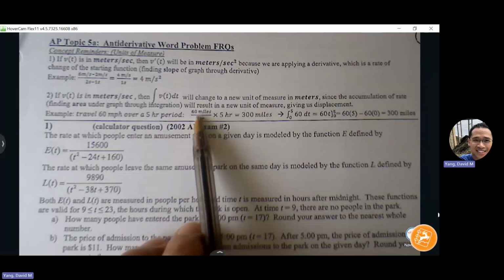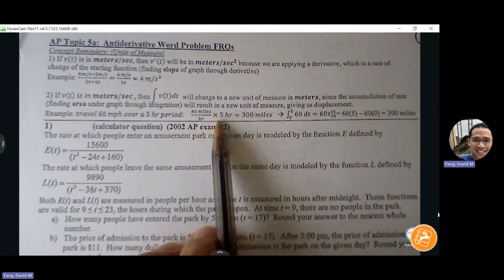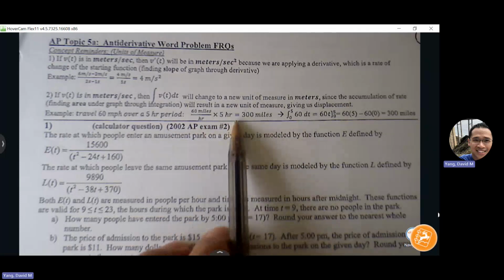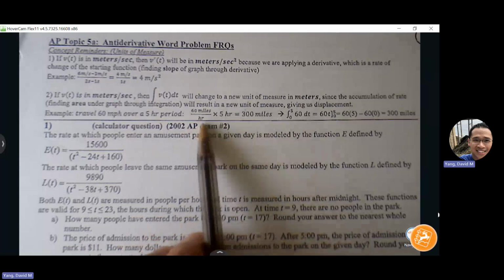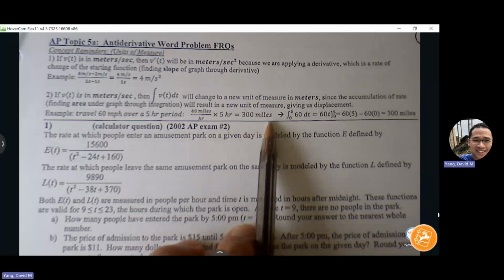If you travel 60 miles per hour over a 5-hour period, it doesn't turn into 300 miles per hour. It turns into 300 miles, right? 300 miles per hour doesn't make sense. We're taking that rate and accumulating it. So if you're accumulating a rate, your units will change.